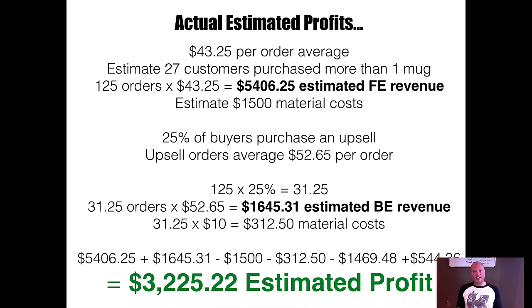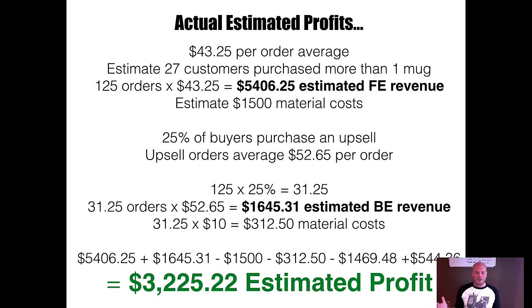Our average order size of upsells is about $52.65. So if we add that other 25%, all those upsell orders, the amount of money we made on the back end, we see that about 31.25 orders out of the 125 bought a back-end upsell. Now the average, like I said, 52.65 times 31.25 equals $1,645.31. This is our estimated back-end revenue. Now our back-end offers average about $10 fulfillment cost. So that's an extra $312.50 material cost.